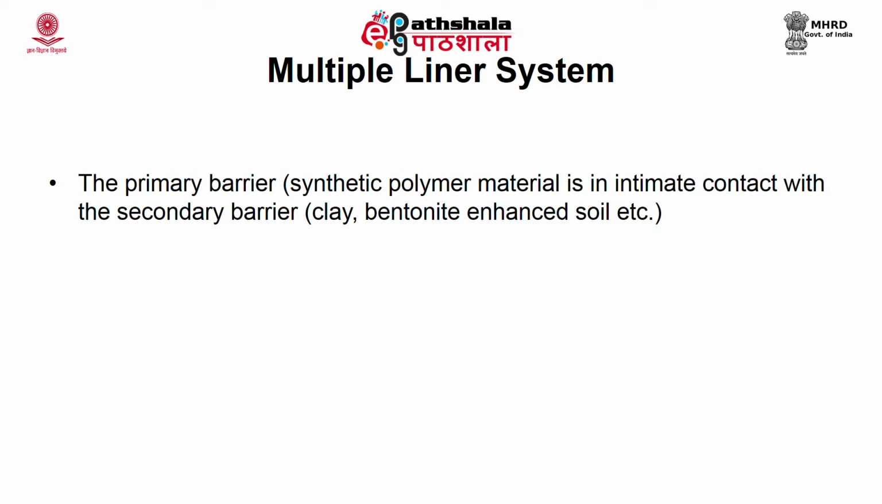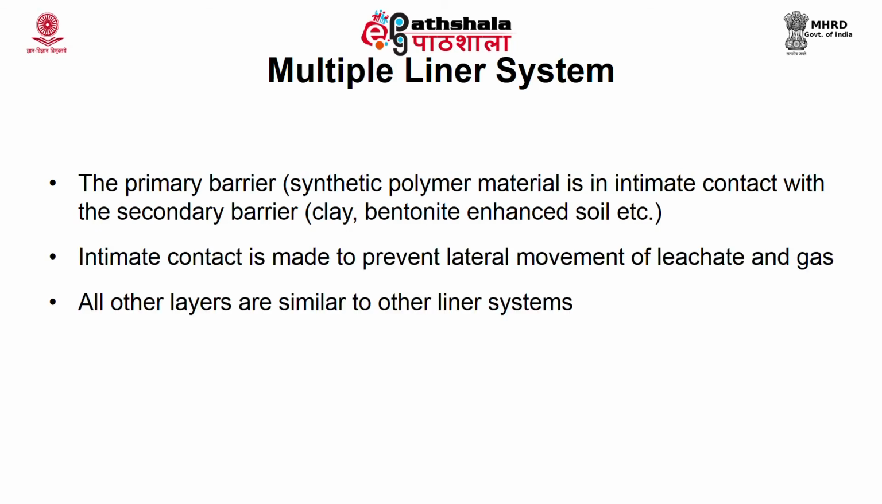Here the primary barrier and the secondary barrier are in intimate contact, which means that the primary barrier and the secondary barrier are close. When you give such an arrangement where the primary barrier is close to the secondary barrier, it will prevent the lateral movement of leachate and gas. Now, all other layers are similar to other liner systems, that is the double and the composite liner system. This is how a multiple liner system will be layered.